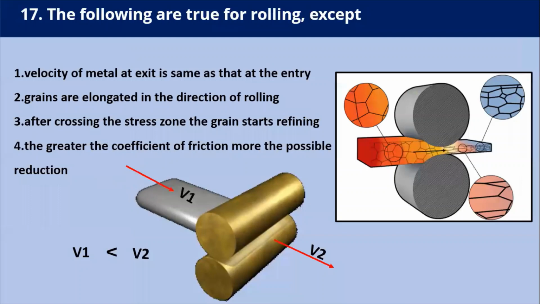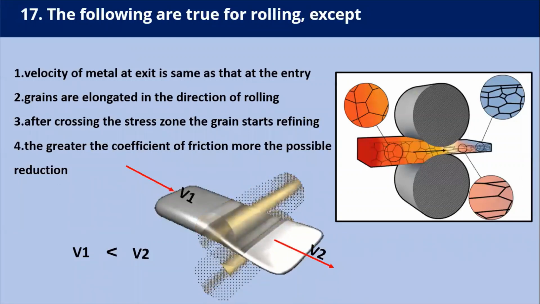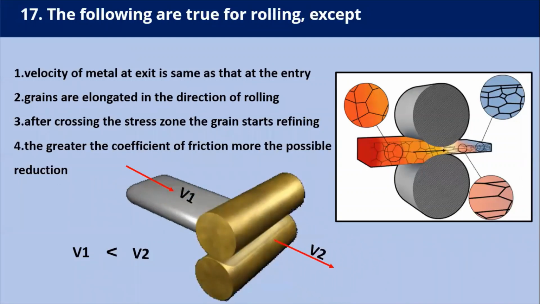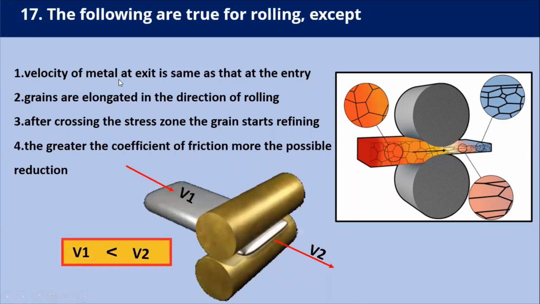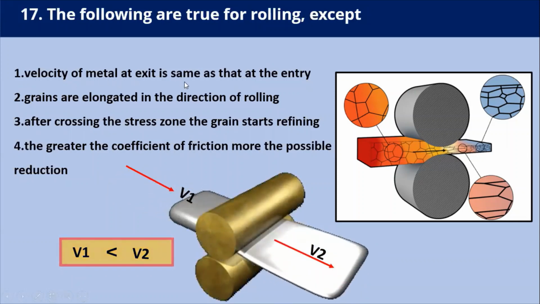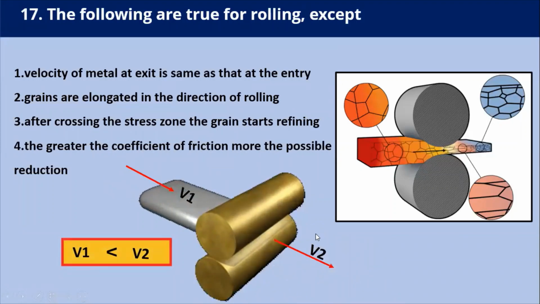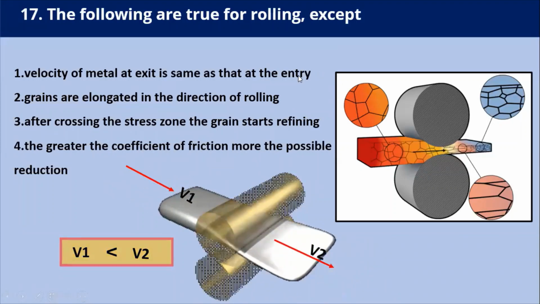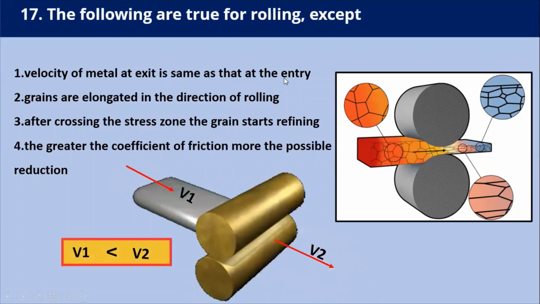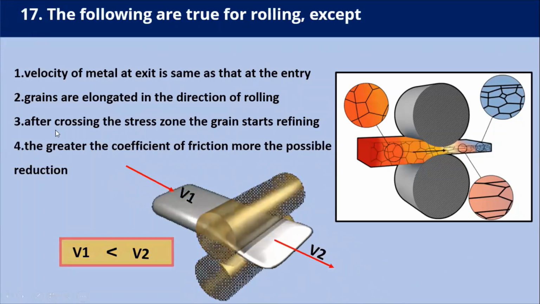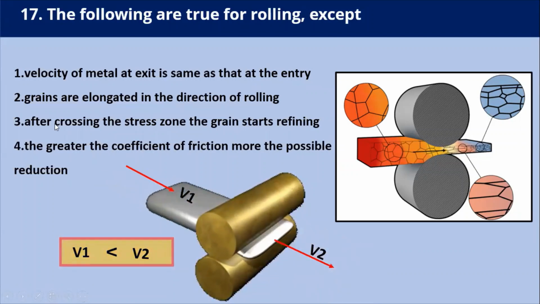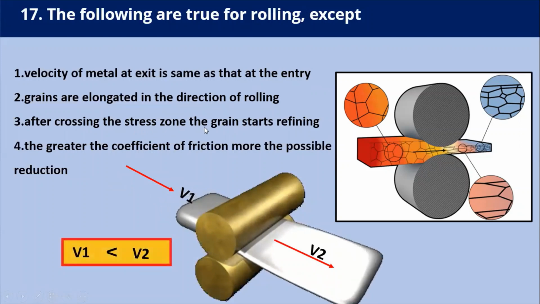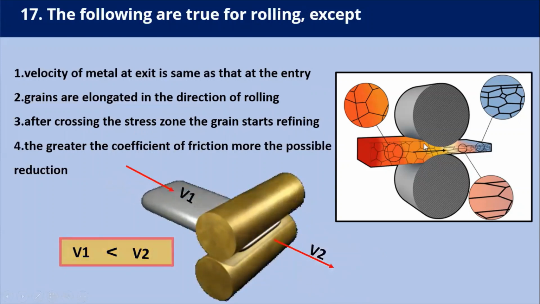Next question. Which of the following are true for rolling except? Here also it's very simple. The velocity of the metal at the exit is the same as that at the entry. This is ultimately a wrong statement. The grains are elongated in the direction of the roll, yes, it is true. Even after crossing the straight zone, the grains start refining. Yes, this is also true.